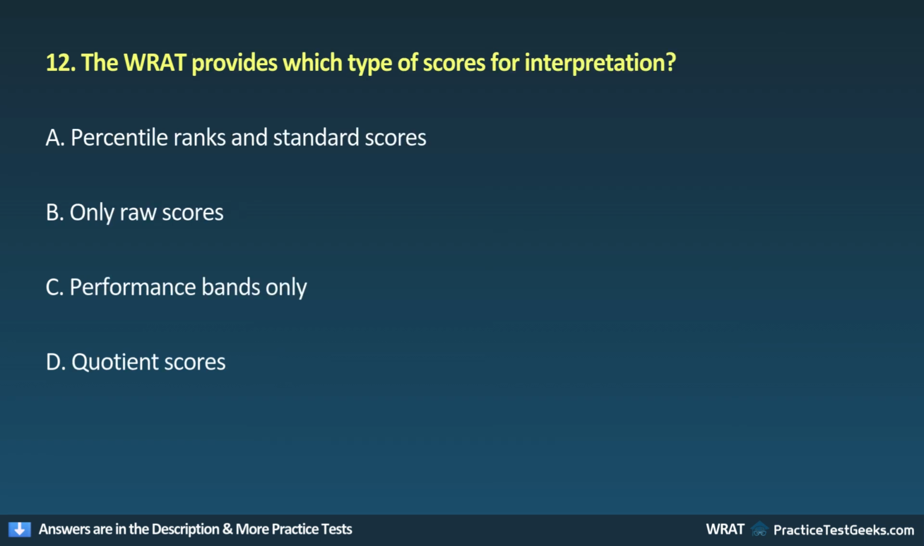12. The WRAT provides which type of scores for interpretation? A. Percentile ranks and standard scores. B. Only raw scores. C. Performance bands only. D. Quotient scores.